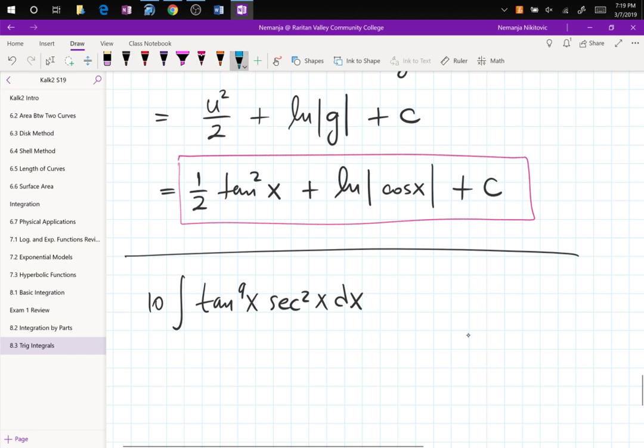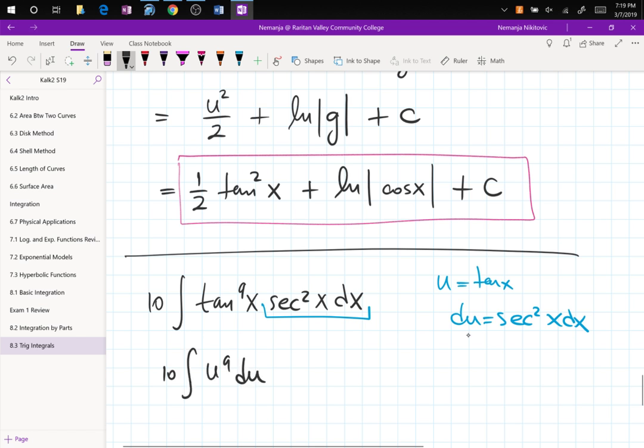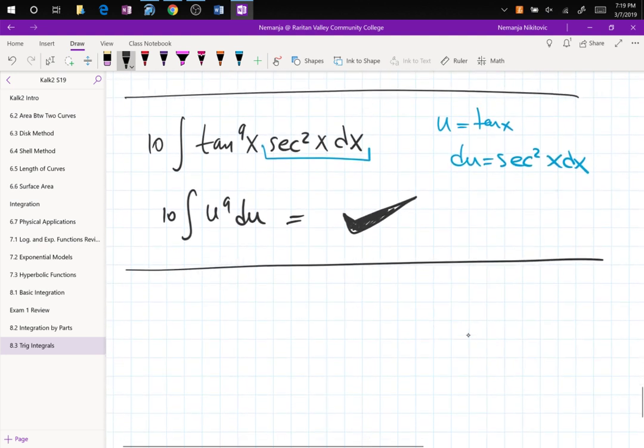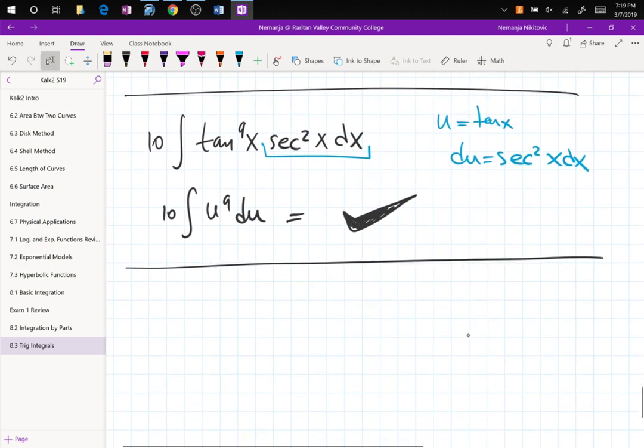You have the bank that contains secant squared, which is the derivative of tangent. So your u is tangent x, your du is secant squared x dx. So your entire problem is 10 integral u to the 9 du, which equals, what does this mean? Just do it. Very good. All right, next problem. It's a test-worthy problem.